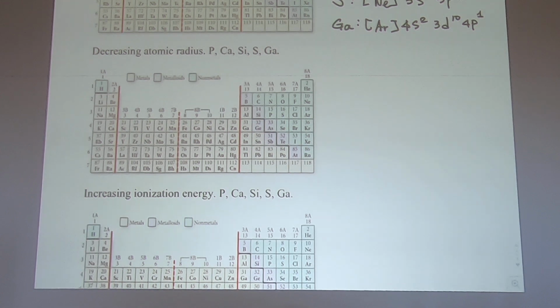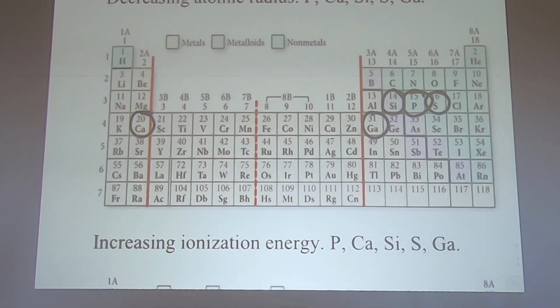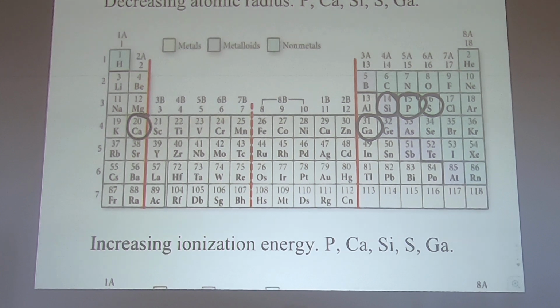Okay, so the second question is decreasing atomic radius. Once again, let's find out where they are: phosphorus here, calcium is here, silicon is here, sulfur is here, and the gallium is here. So what do you see? We are talking about sizes, and what governs the size? It's the principal quantum number, like an onion shell, right? This is when n is 1, n is 2, n is 3, n is 4.